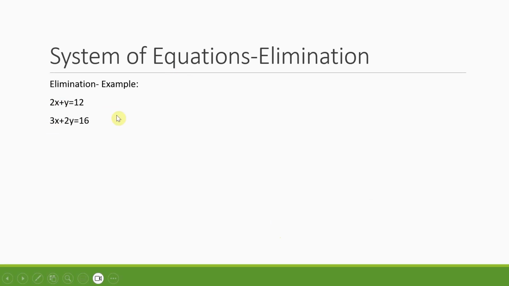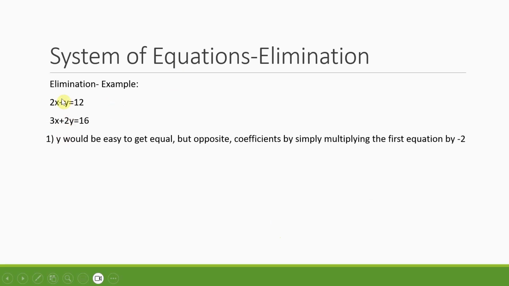So let's solve this exact same example we did earlier with substitution, and now we're going to do it with elimination. So here, I'm again going to focus on this y variable. The reason is because I have a y and a 2y, so it would be pretty easy to get equal and opposites if I just multiply this whole equation up top by negative 2. Because then I'd have negative 2y and positive 2y. So I'm going to do that.